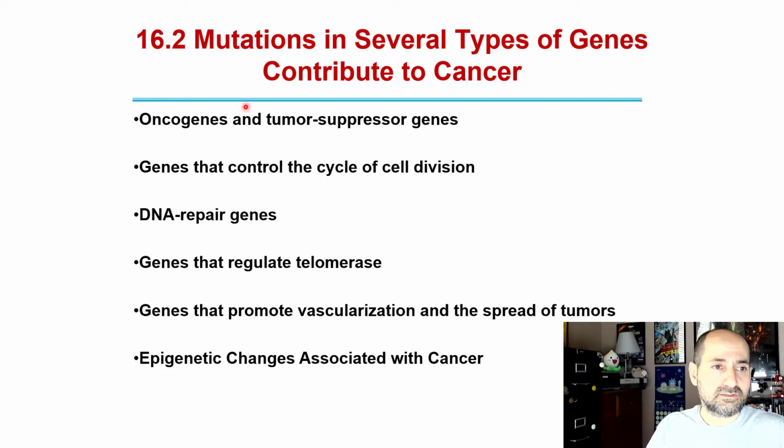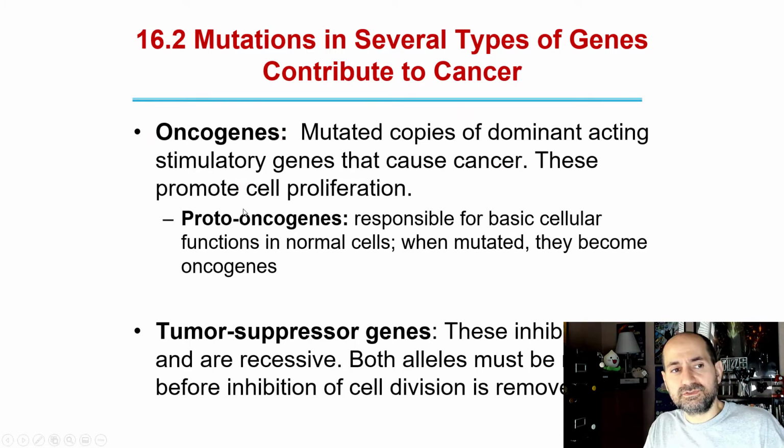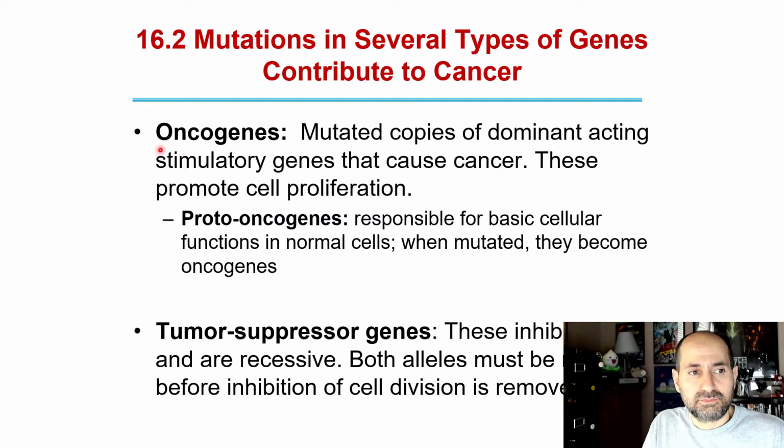Those genes are called oncogenes and tumor suppressor genes. Oncogenes tend to be proliferative factors, and tumor suppressor genes are inhibitory. This is an important distinction I want you to know: the difference between an oncogene and a proto-oncogene. This is very important, that you understand the difference between oncogenes and proto-oncogenes.